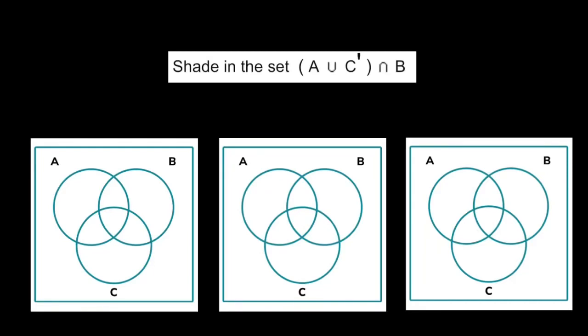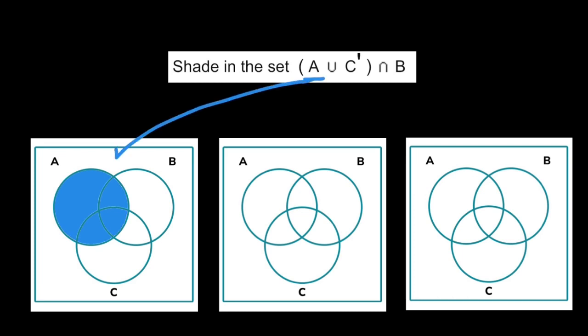Hello and welcome to Nikolay's Biostatistics lessons, and today's problem is: shade in the set A union complement C, intersection with B. First, let's solve this part. So let's show A, circle A. Let's fill it with a color. So here's the circle A.